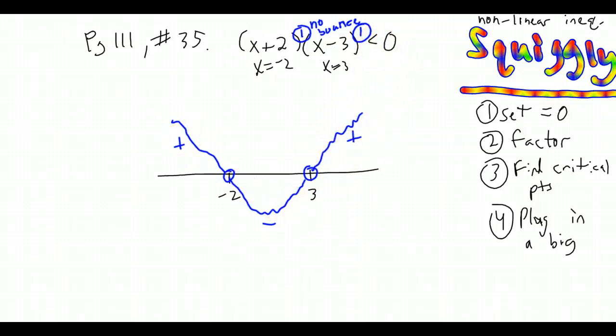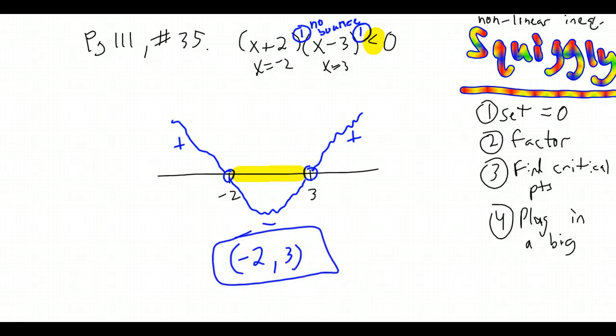Always look at the sign. This is what tells us what we need. This tells us that we want these values to be less than 0. That means I want the part of the graph that is in between -2 and 3. So my final solution might be written something like this: -2, 3, open parentheses, and you got it. That's the interval from -2 to 3.